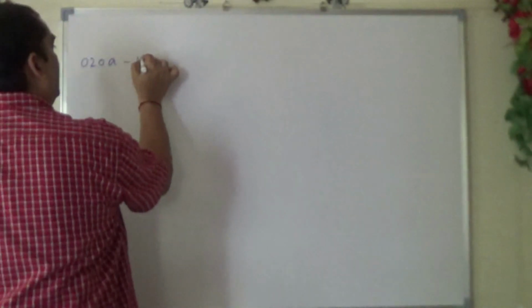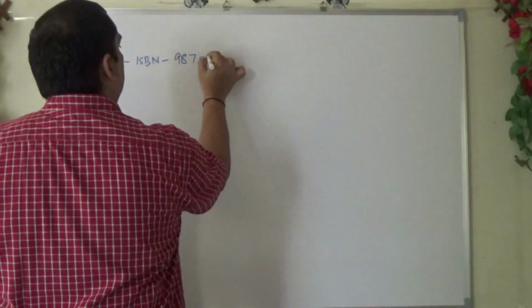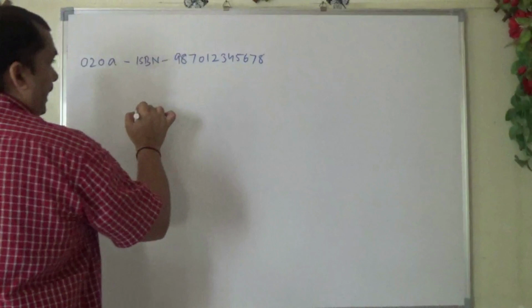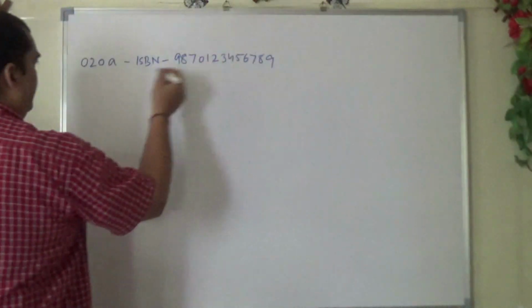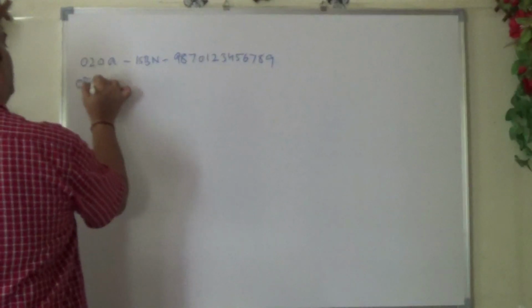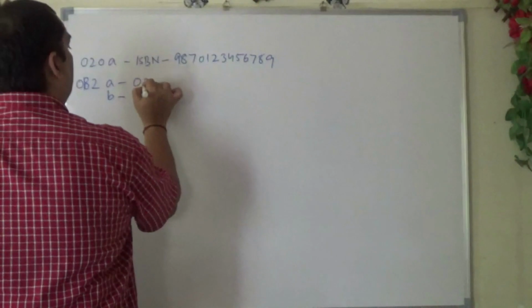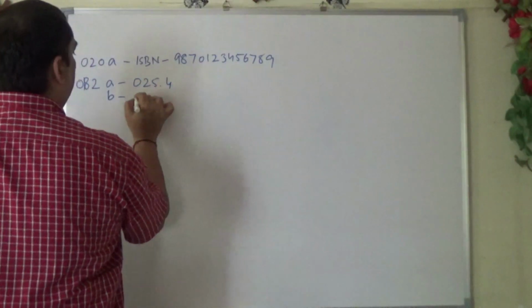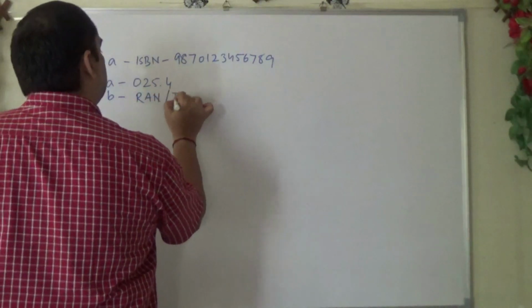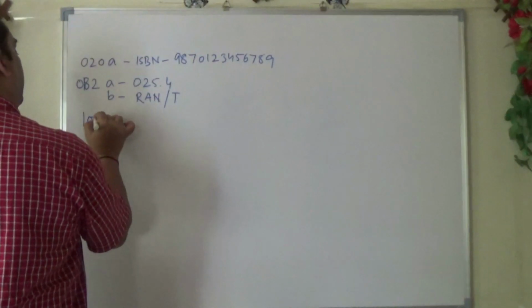This is the ISBN, and I take the example like 9870123456789, for example, I have taken. Then 082, this is the class number and book number. For example, I take 02.54 and RAN/T, and then I take 100A.